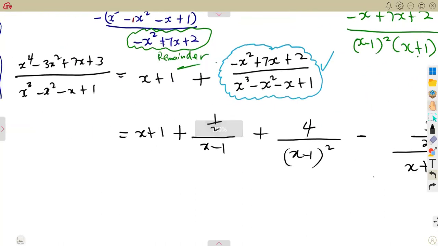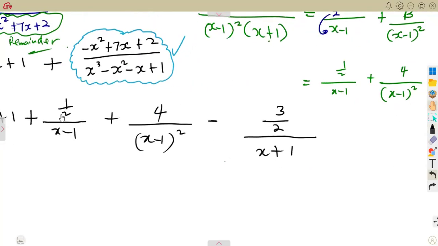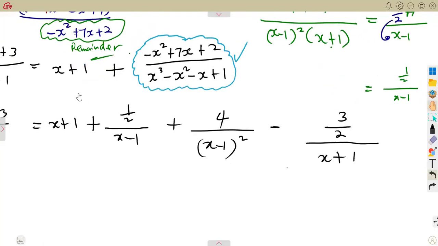representing the whole part of our X to the exponent of 4 minus 3x squared plus 7x plus 3, everything over X cubed minus X squared minus X plus 1. So we have expressed this into a fraction, which is simpler fraction to work with.